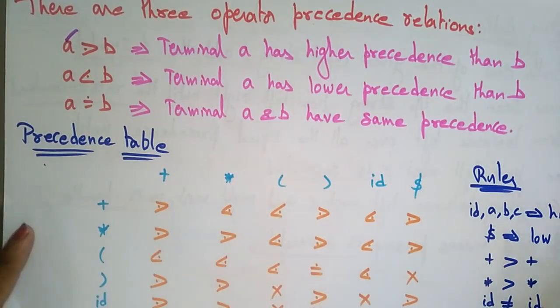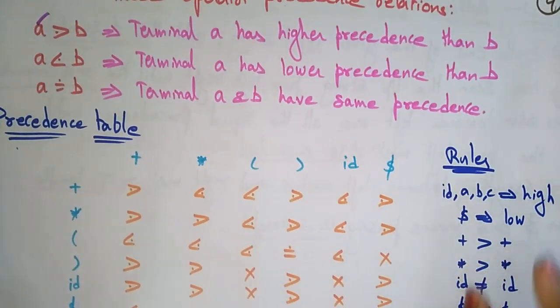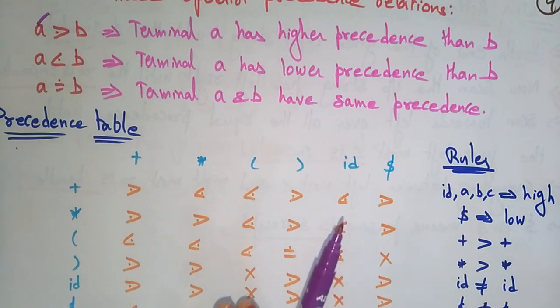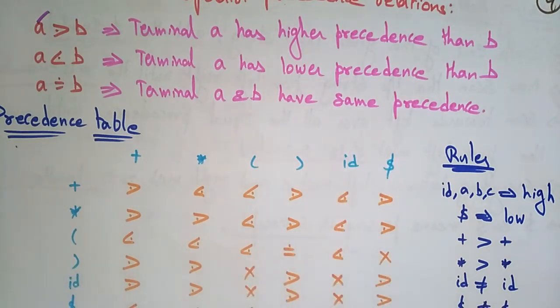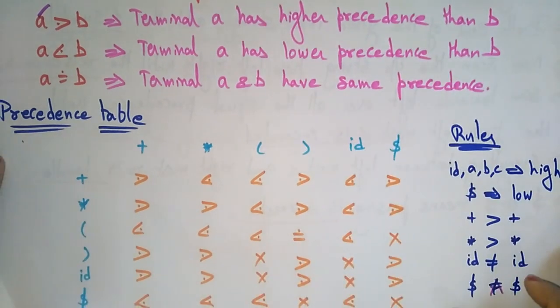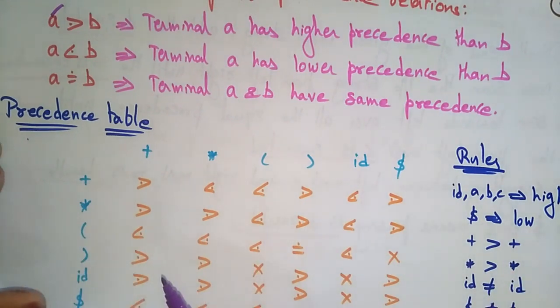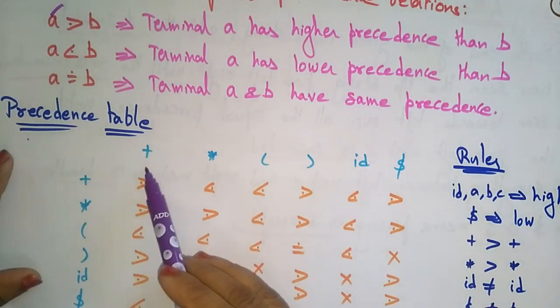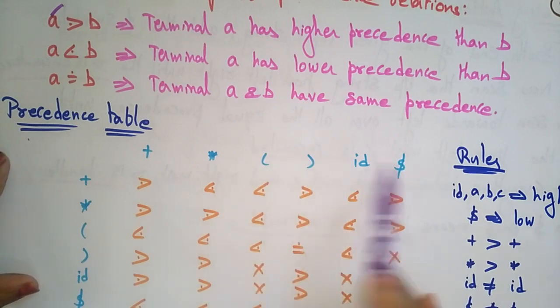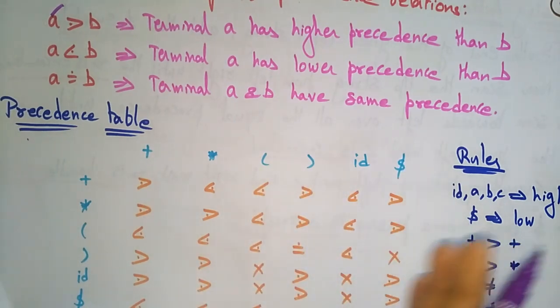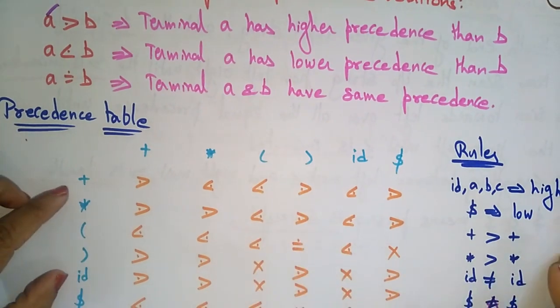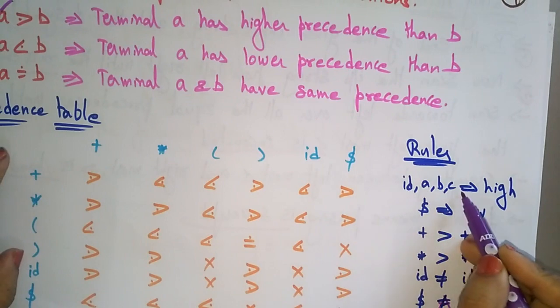Let's see how to construct a precedence table. Whenever you are discussing the operator precedence parser, the first thing is you have to check whether the grammar we have taken is an operator precedence grammar or not. The second is you have to see the precedence relation table. So how does the precedence relation table have to be constructed? Let's take some of the terminals, plus and star. Let's see what rules you have to follow while constructing the precedence table.